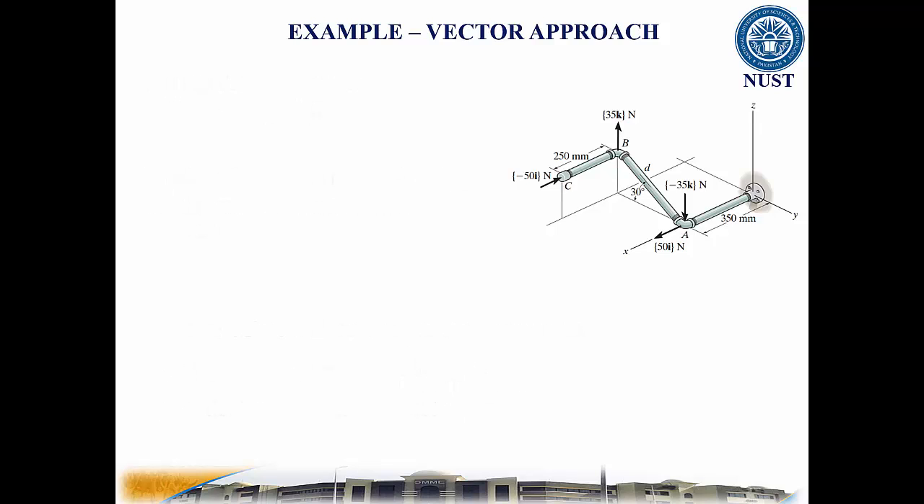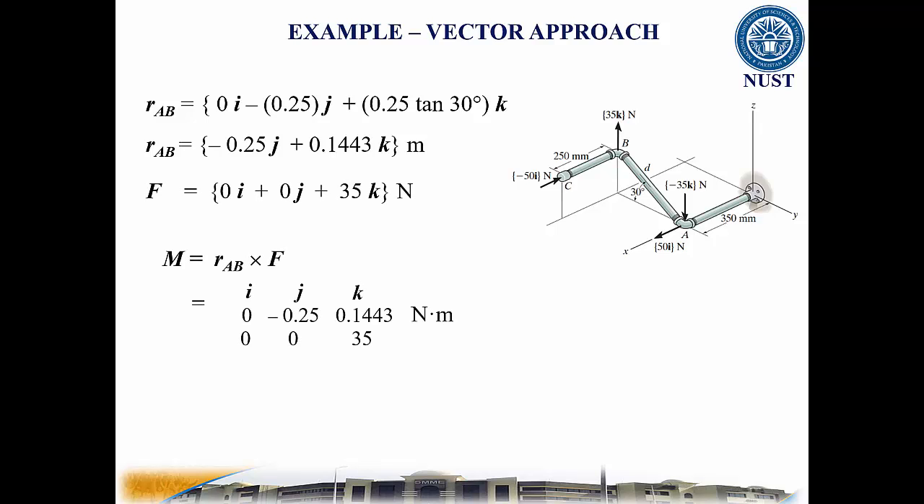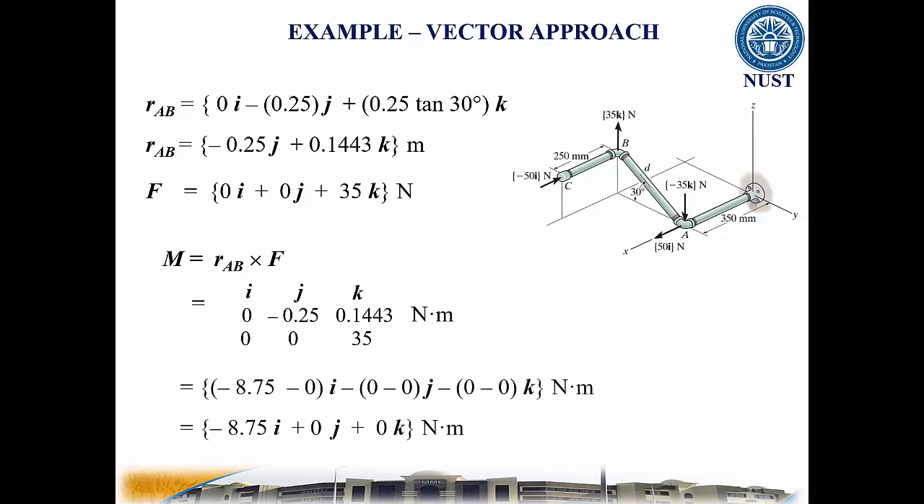The position vector rAB from geometry is equal to minus 0.25j plus 0.1443k meters. Similarly, the force vector. So using this couple equation and then taking determinants, the couple moment vector is minus 8.75i plus 0j plus 0k newton meters, which means there is only a moment about the x-axis and there is no couple moment about the y and z axes. Thanks for watching.